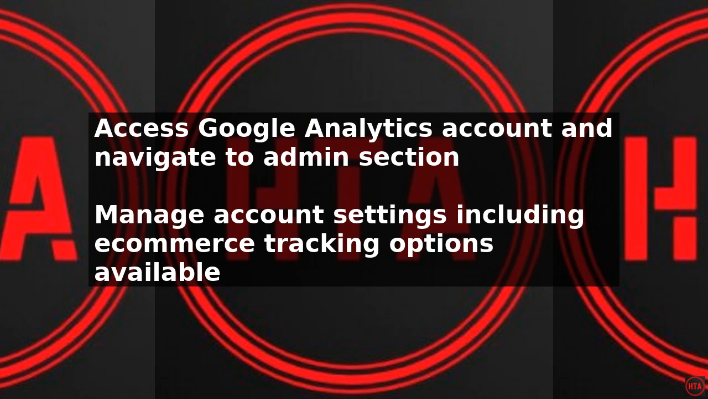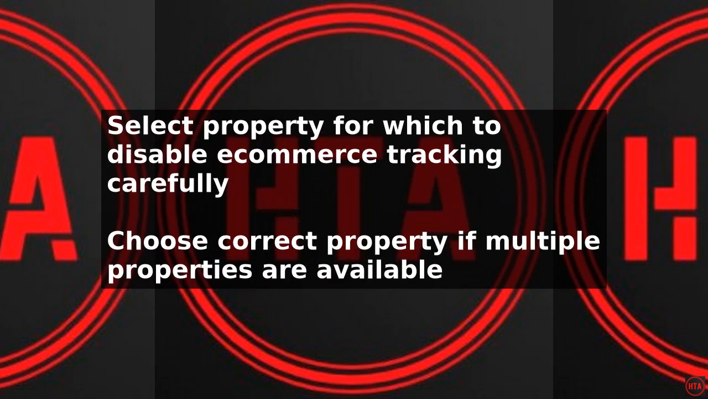First, you need to access your Google Analytics account and navigate to the admin section. This is where you can manage your account settings, including e-commerce tracking. To do this, sign in to your Google Analytics account and click on the admin icon at the bottom left corner of the page. Next, select the property for which you want to disable e-commerce tracking. If you have multiple properties, make sure to choose the correct one.